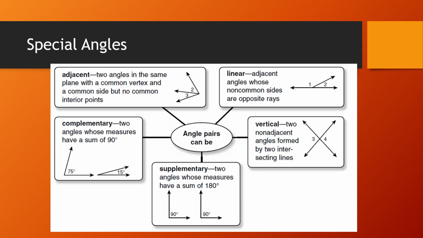And then the last one is vertical angles, and those are formed by two intersecting lines. The way that I like to think about it is V and vertical. They're kind of making a V a little bit there with 3 and 4, just so you have something to remember it by.